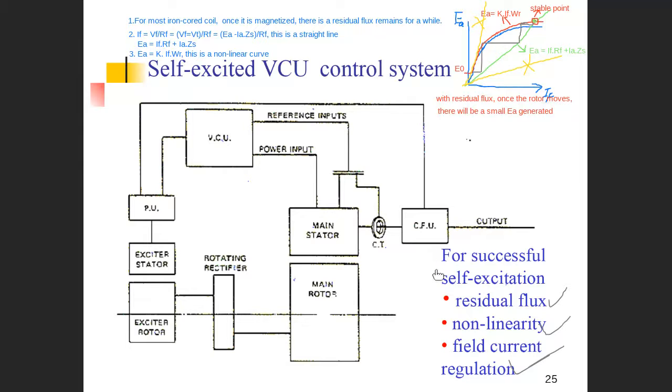So for successful self-excitation, residual flux, non-linearities of the excitation curve, and the field current control or regulation are necessary. These are the conditions. Now, we're looking at the flow chart here to see how the self-excited voltage control unit works in practice.